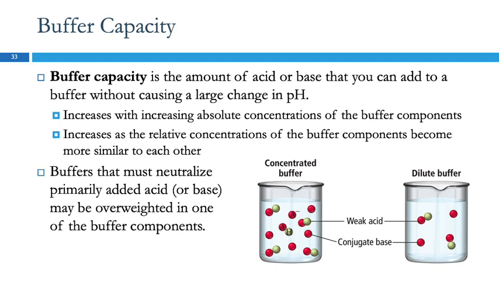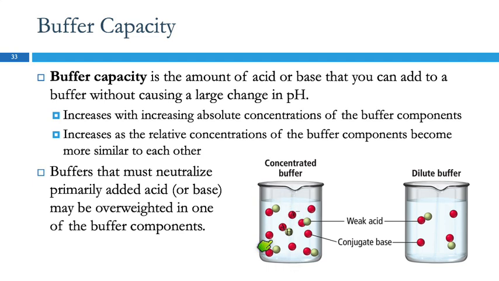Sometimes you know that your buffer is mostly going to have to neutralize acids or mostly going to neutralize bases. You kind of know what's going to come into it, and so you can anticipate the problem. So if we mostly have to neutralize acids, then we're going to put more of the base in there. If we mostly need to neutralize bases, we'll put more of the acid component in there.